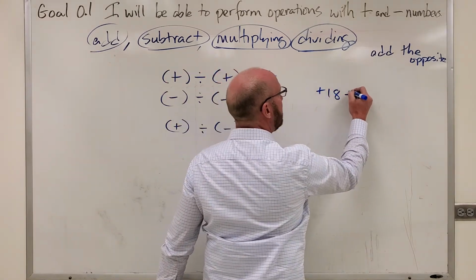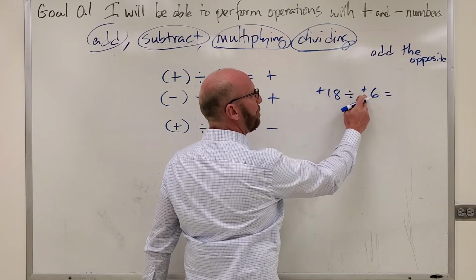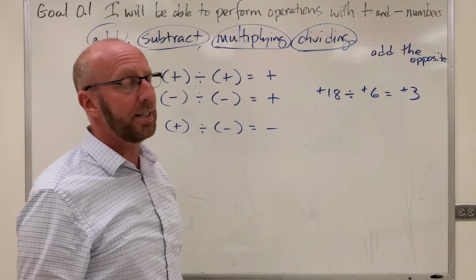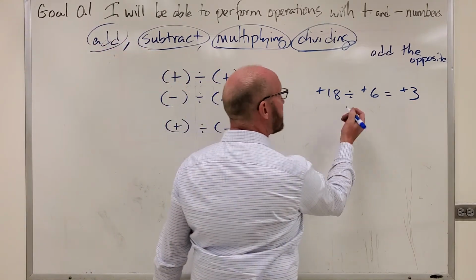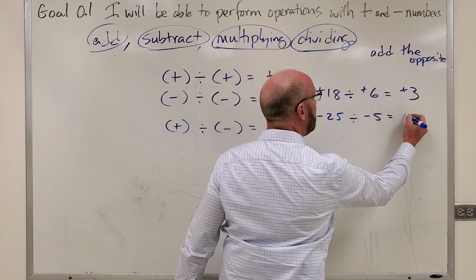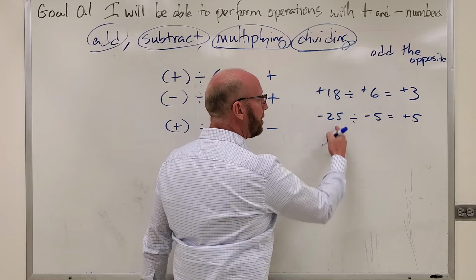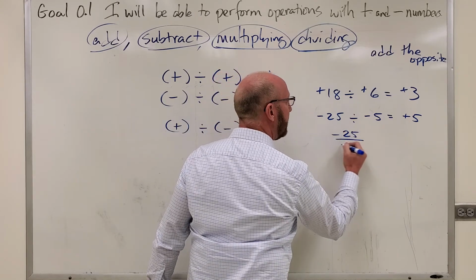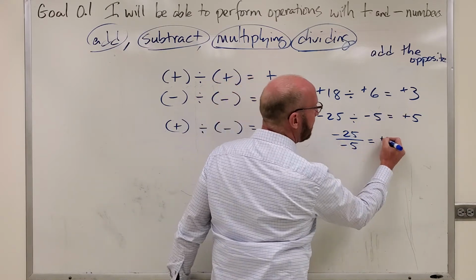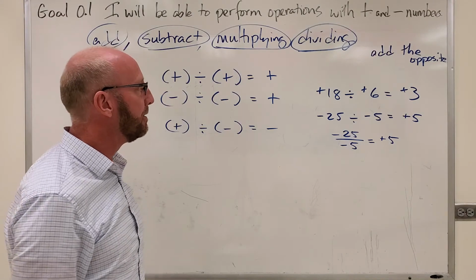Positive 18 divided by positive 6. I have both positives, so my final answer is positive. 6 goes into 18 3 times. 18 divided by 6. If I were to do negative 25 divided by negative 5, I get a positive 5. How many 5s in 25? 5. I could have written this negative 25 divided by negative 5. 2 negatives make a positive. 25 divided by 5 is 5. 5 times 5 makes 25.